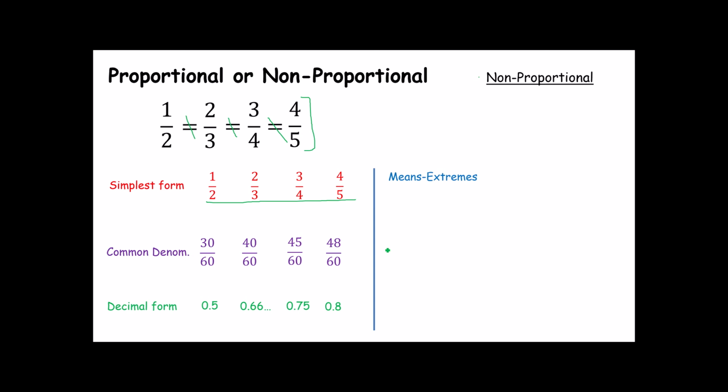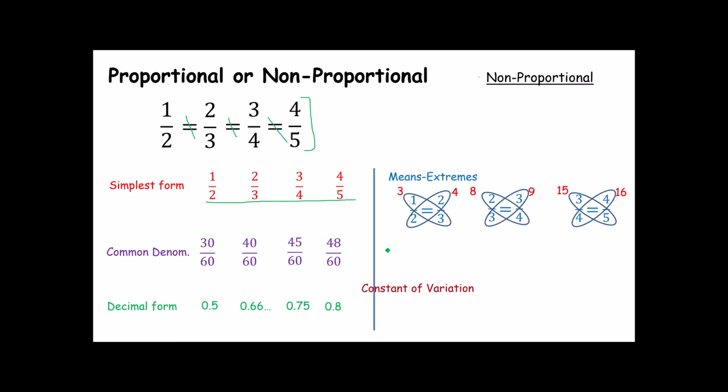Using the means extremes property, is 1/2 equal to 2/3? Well, when I cross multiply, notice this is 3 and this is 4. They do not match, therefore this is not a proportional relationship. Let me go ahead and check the others just to be safe. 8 and 9, non-proportional. 3/4 and 4/5, you get 15, and you get 16, again, non-proportional.